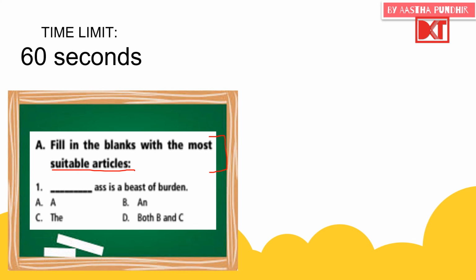So here you see we're talking about this ass. Now this is an animal. So we are talking about it generally, or we are talking about some specific ass. Now here this is a different kind of question, and here we can talk about it definitely also, and we can talk about it indefinitely also. When we're talking about it indefinitely, we use article a or an. Now here we see the sound, it starts with a vowel sound, so we can use an, and then for definite we can use the. So the answer is D, both B and C. Alright.